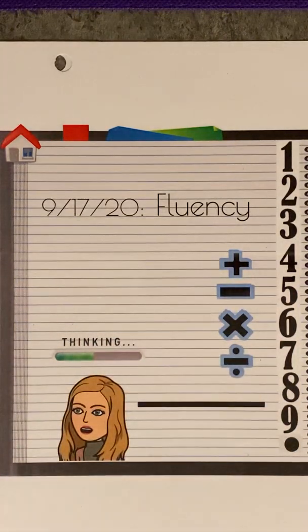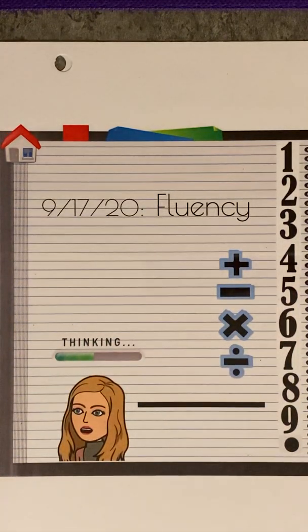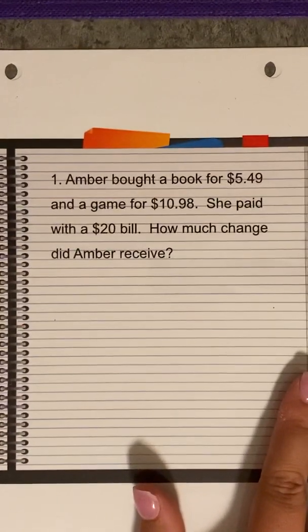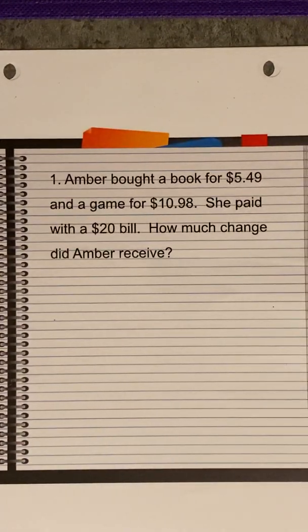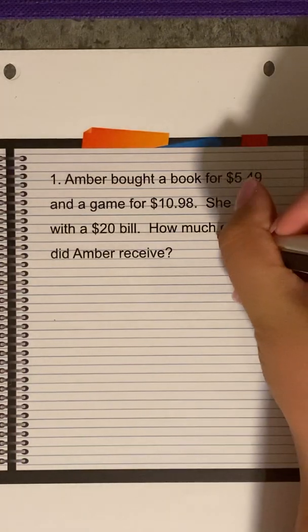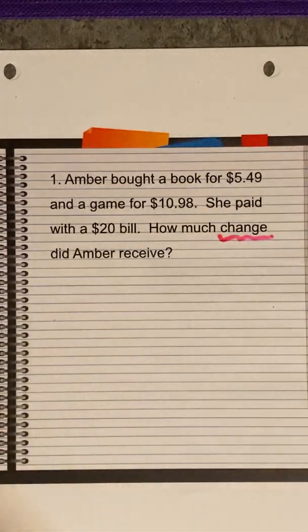September 17th, 2020, Fluency. Number 1, Amber bought a book for $5.49 and a game for $10.98. She paid with a $20 bill. How much change did Amber receive? So change, when you're getting money back, that means what? Oh, maybe we are going to end up subtracting.